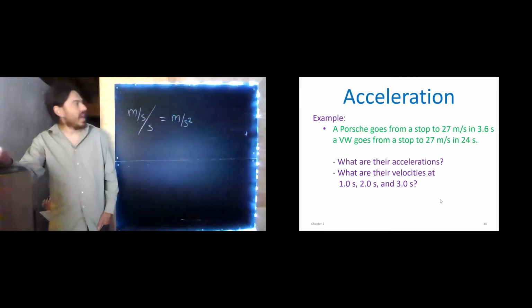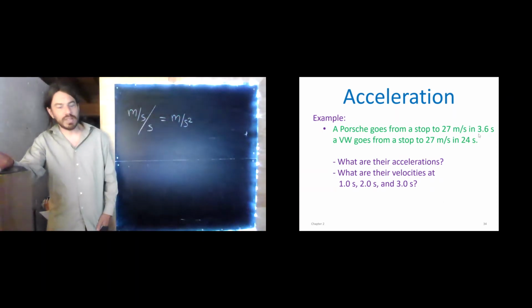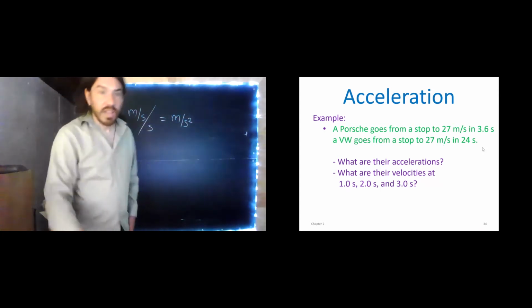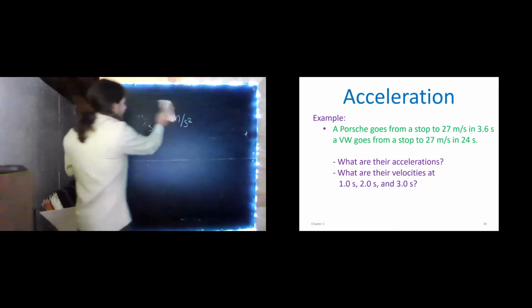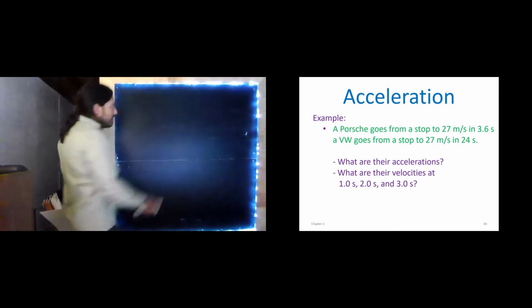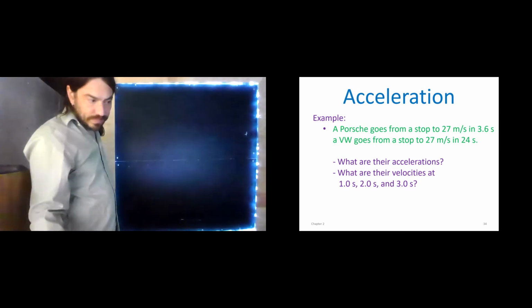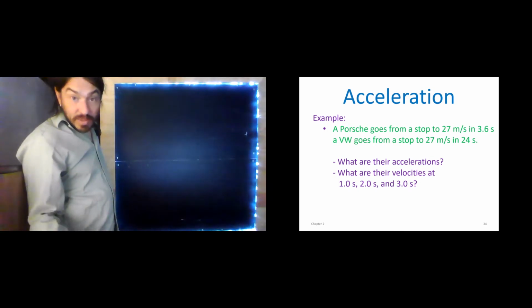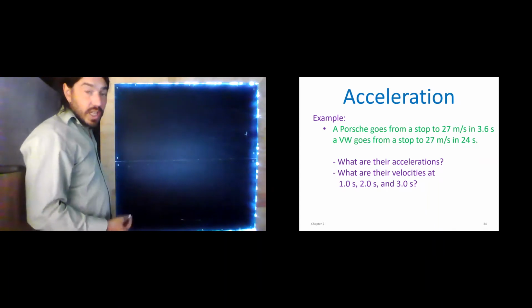Let's do a quick example. A Porsche goes from stop to 27 meters per second in 3.6 seconds. Well, a VW goes from stop to 27 meters per second in 24 seconds. So in this case, we have two cars. They have the exact same final velocity, but they have different times that it takes them to get to that final velocity.